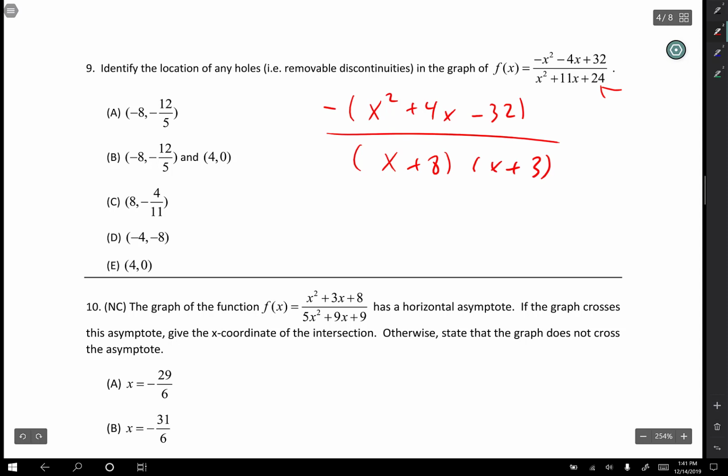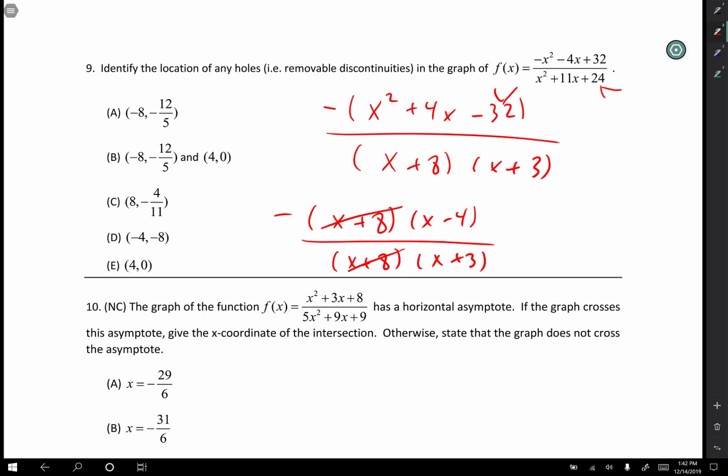Let's go ahead and factor the top while we're at it. Two numbers that multiply to give you negative 32 but add up to positive 4: it's going to be 8 and 4. So here's what I have: negative on the outside, x plus 8, x minus 4, over x plus 8, x plus 3. The x plus 8 cancels out. Whatever factor cancels out is where you have a hole. So where do you have a hole? You have a hole at x equals negative 8. Maybe I see this one has 2, so that one's out. No, no, and no. So it's probably going to be letter 8.